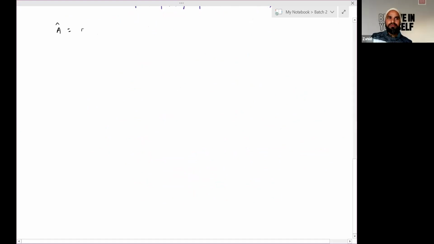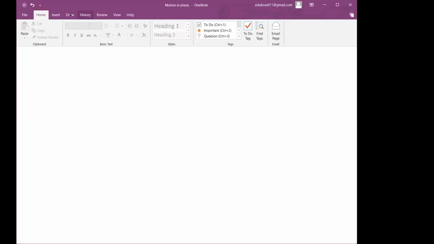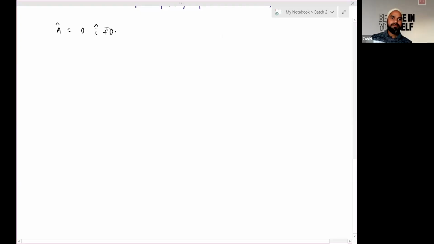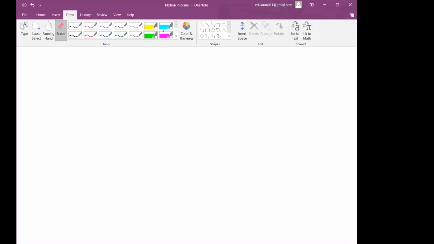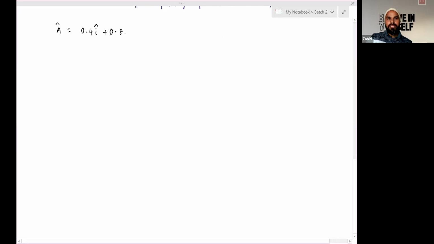A cap is equal to 0.4 I cap plus 0.8 J cap plus lambda K cap. And we have to find the value for lambda.